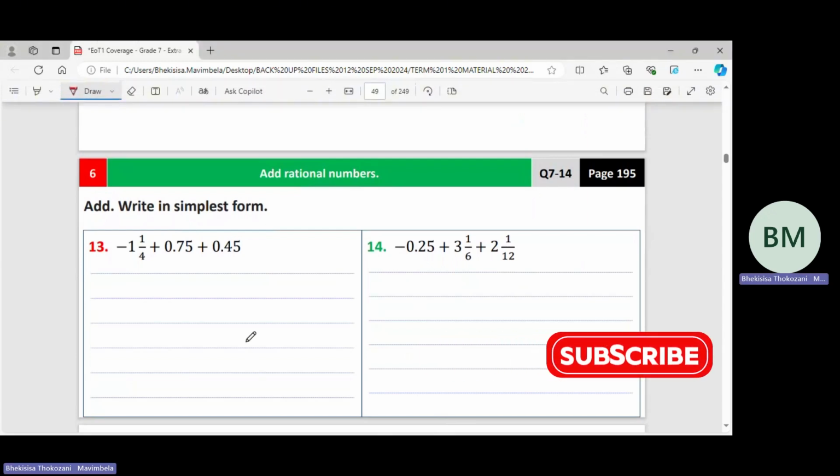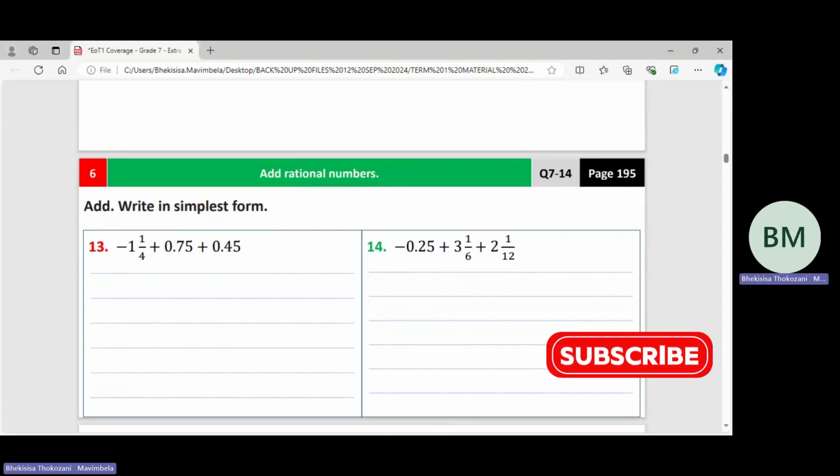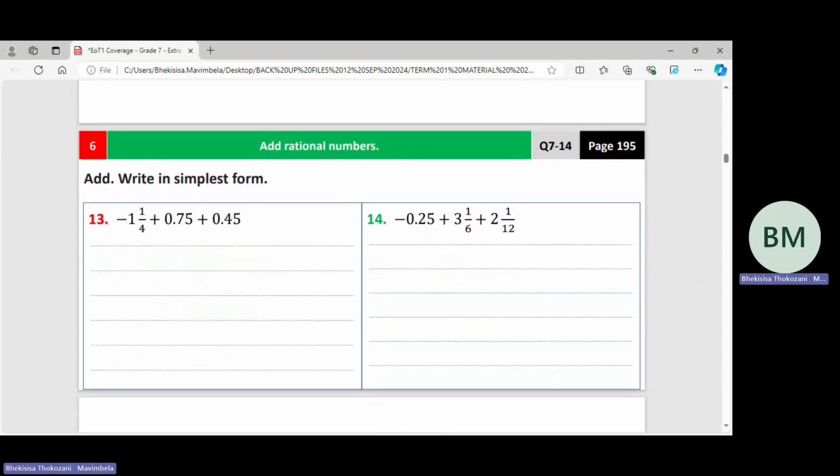Right, I want to do this one here with 3 numbers quickly. Here we have 3 numbers. So I want to do this one here as well, so that you can see what happens if you are having 3 numbers. Again, here, I think we can change this minus 1 and 1 over 4. It looks simple because we know what is 1 over 4 already from the previous example.